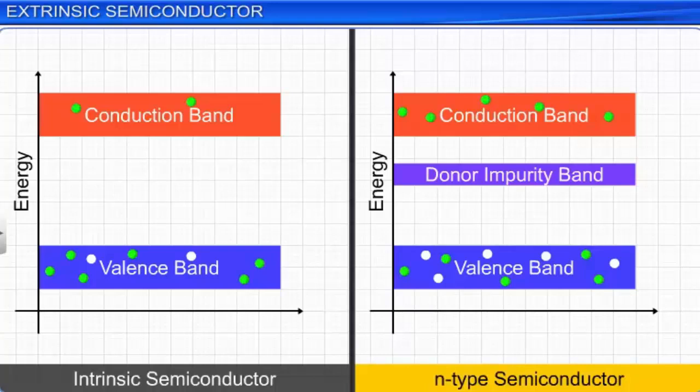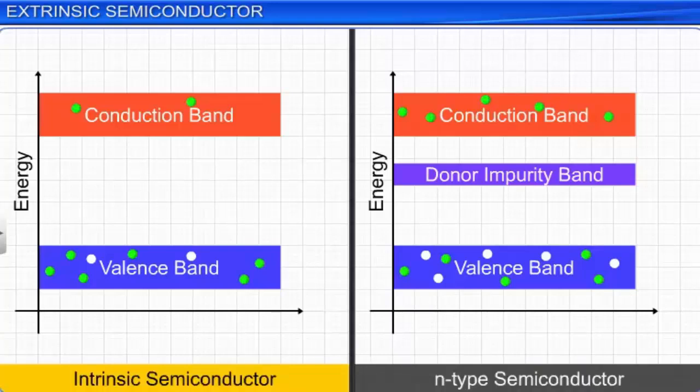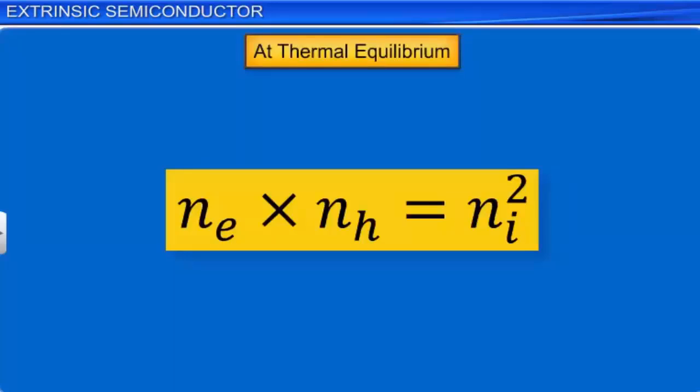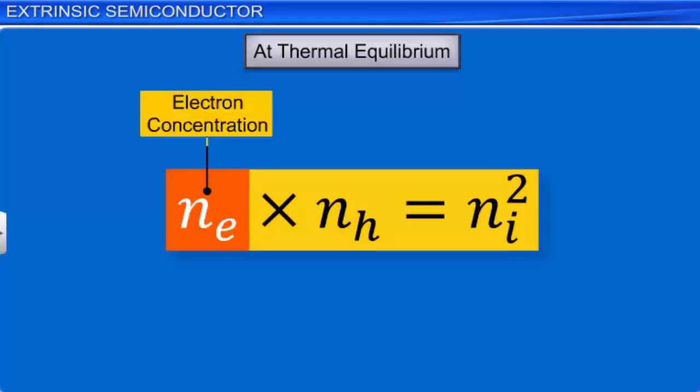It can be shown that at thermal equilibrium, Ne into NH is equal to Ni square. Here, Ne, NH and Ni denote the concentration of electrons, holes and intrinsic carriers respectively. You will learn about the details of the equation at higher classes.